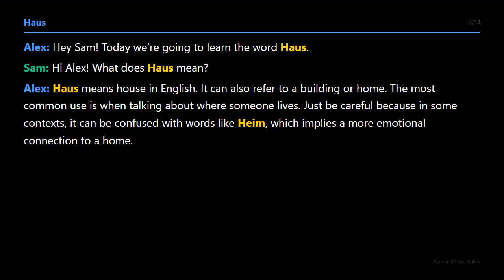Haus means house in English. It can also refer to a building or home. The most common use is when talking about where someone lives. Just be careful because in some contexts, it can be confused with words like Heim, which implies a more emotional connection to a home.